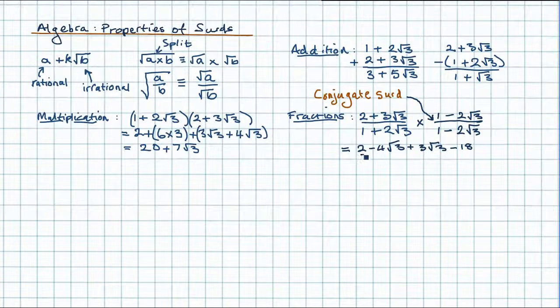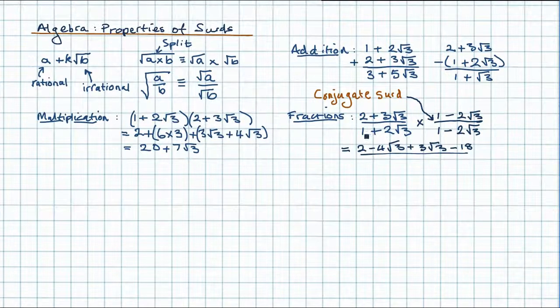Now the denominator is where the action is really to be found here. We're going to find that all of the surdic parts, the irrational parts of this multiplication, are going to disappear, and that's because we've got this difference in the sign here. Now let's see how this works.